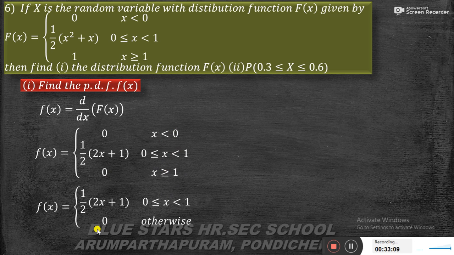Next you see, therefore, capital F of x equals 1 by 2 into 2x plus 1 for 0 less than or equal to x less than 1. For the other limits, minus infinity less than x less than 0 it is 0, and for 1 less than or equal to x less than infinity it is 0. So therefore this is the probability density function, small f of x equals 1 by 2 into 2x plus 1, for 0 less than or equal to x less than 1, and otherwise it is 0.